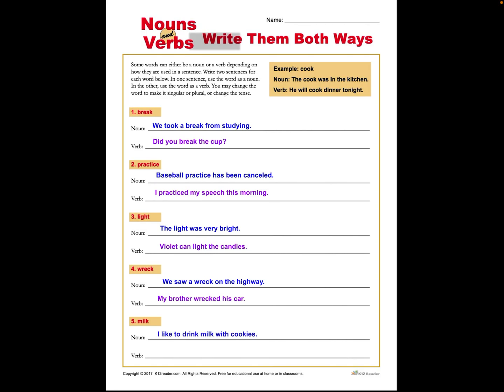Milk, I like to drink milk with cookies. Can you find the verb in that sentence? Well, the verb is drink, right? And milk is the noun. It's the thing that you are drinking. However, how could you use milk as a verb? The farmer will milk the cows each morning. That took me a while to think of, but yep, the farmers do milk the cows, and milk is the action that the farmer is doing.